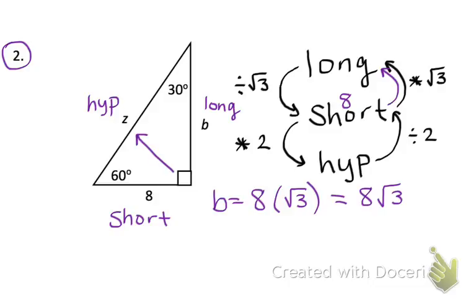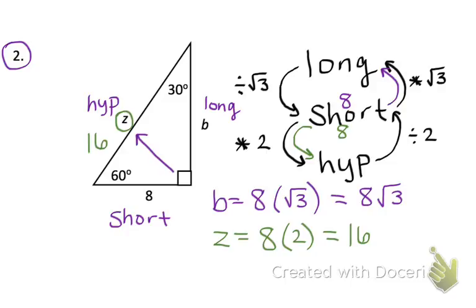Next, I'm going to find my hypotenuse, which is Z. Again, looking at the little chart, I'm going to start with my short leg, which is 8, and go to my hypotenuse. And the rule says that we multiply by 2. So Z equals 8 times 2, which is 16. So I have my two answers. I have Z, which is equal to 16. That's my hypotenuse. And then I have my long leg, B, is equal to 8 square root of 3.